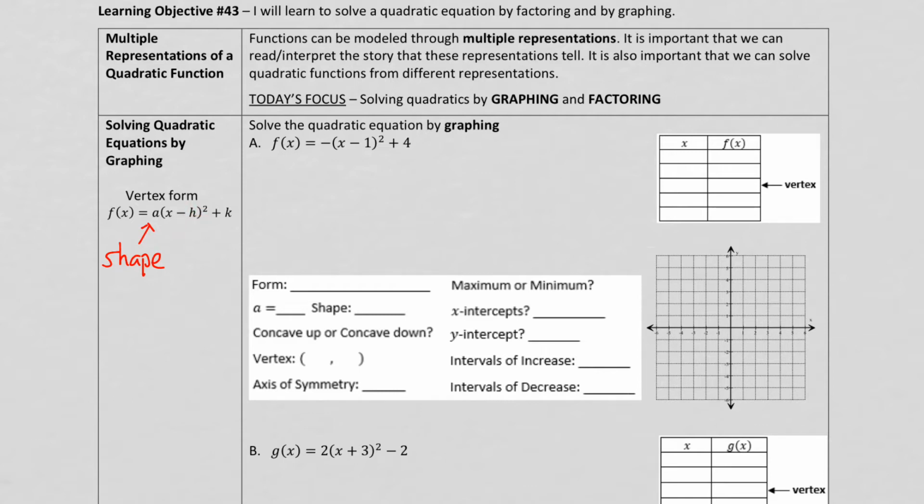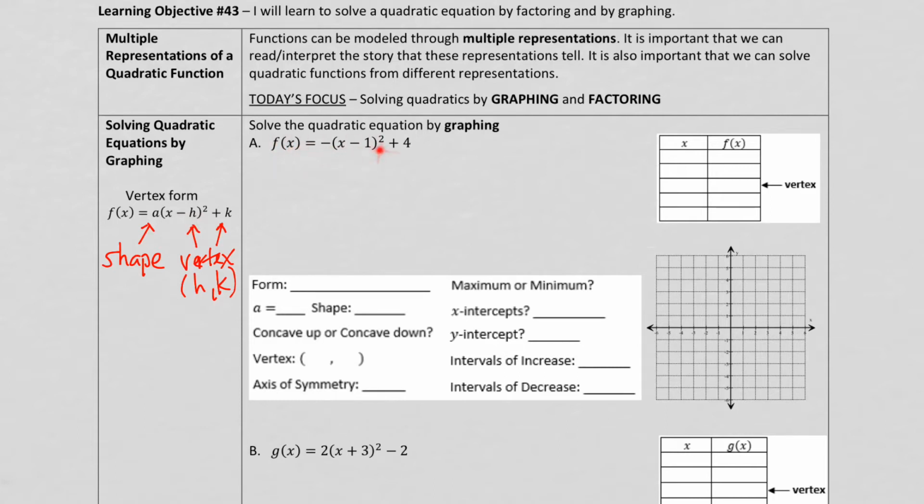The h value, we know, works together with the k value to give us our vertex. And the vertex is the point (h, k), and that's the turning point of our parabola, of our U-shape. Guys, last review here: when you identify the h value, remember this is the opposite of what you see when you're trying to identify it from an equation. So with that quick review, let's graph example A.